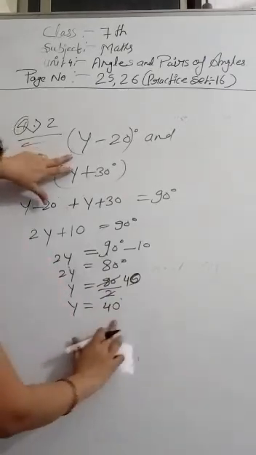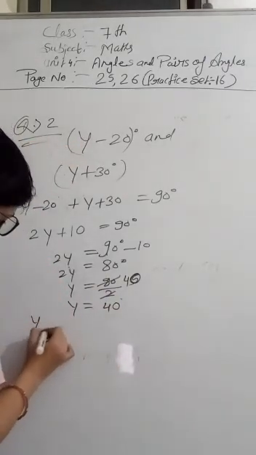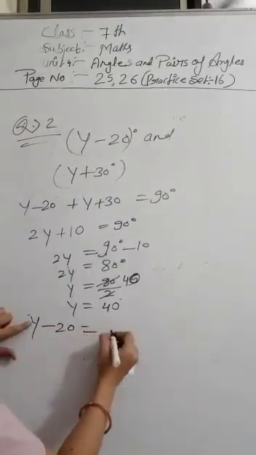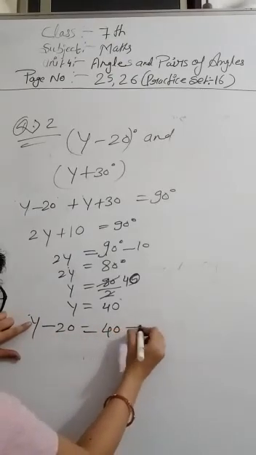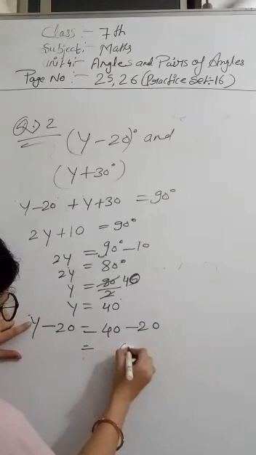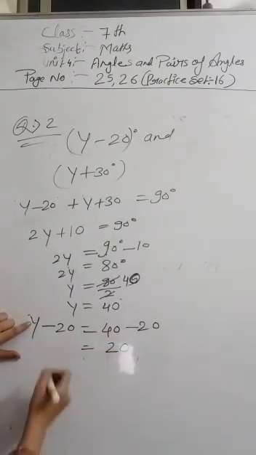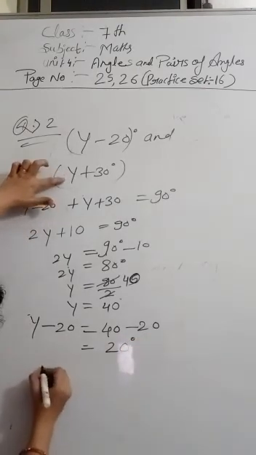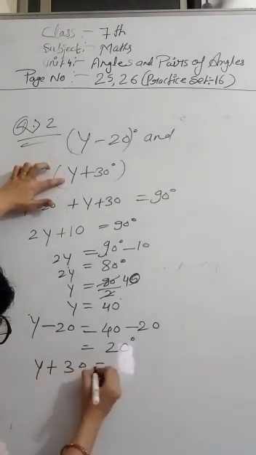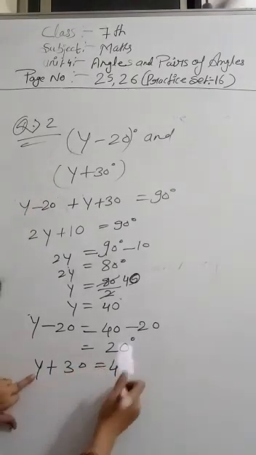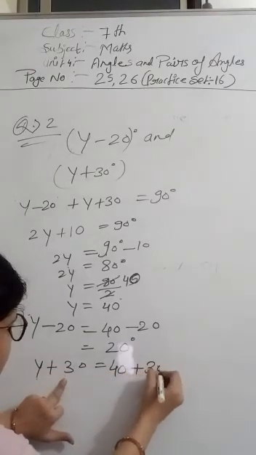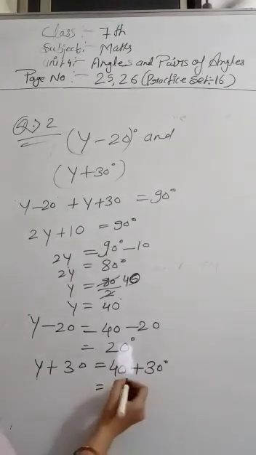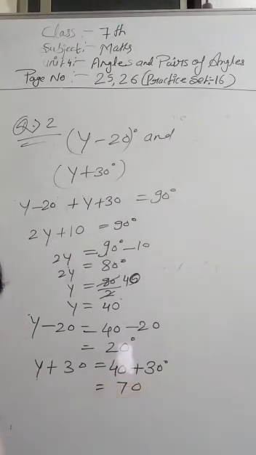Okay, now we will put y in this equation. In y minus 20 we will put y. So y is 40 minus 20. Okay, so 40 minus 20. So we got one angle, 20 degree, and the second angle we will find by y plus 30. So 40 plus 30 is 70 degree.